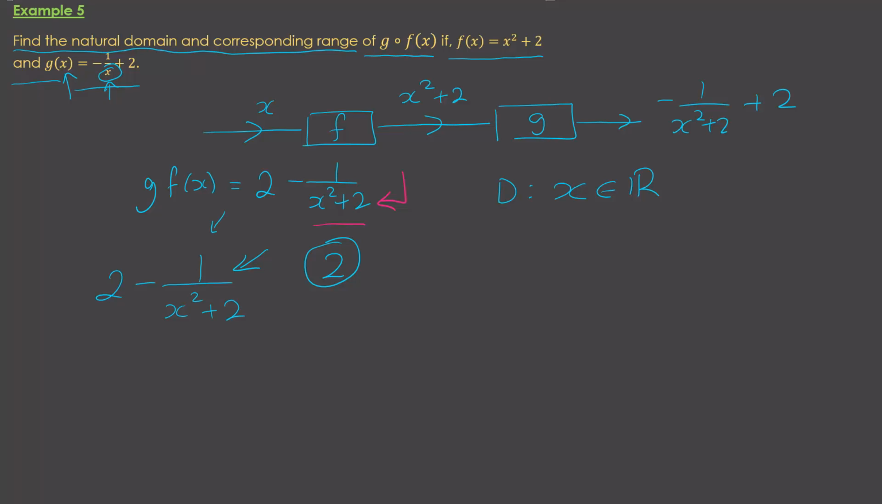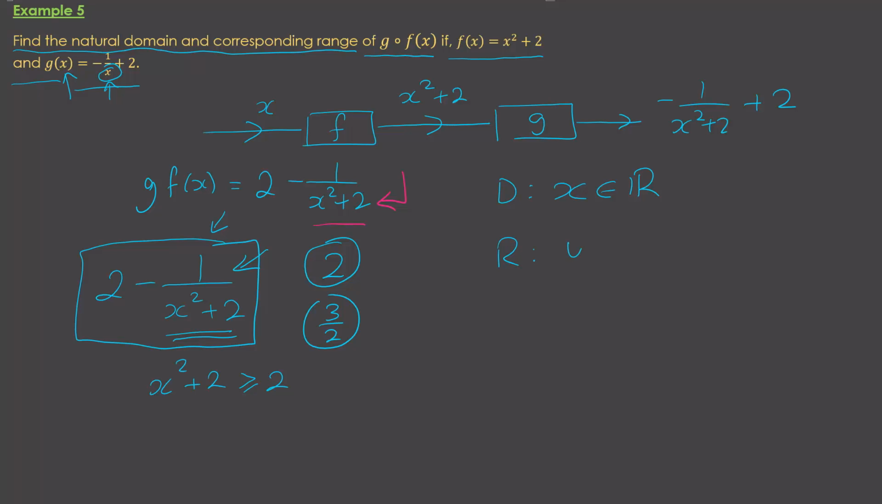Well, if we think about the fraction, x squared plus 2 is always greater than or equal to 2. That means that the biggest this fraction can be is a half. For any other value of x, if we take x equals 3, then this fraction is 1/11. So the smallest this function can possibly be is 2 take away a half, which is 3 over 2.